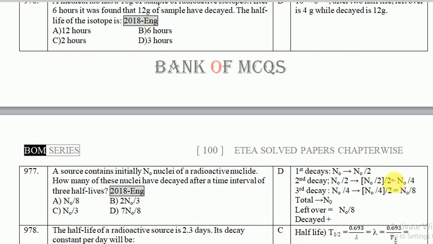So we know that after some time some of the substance decayed while some is left over. So in this case leftover plus decayed is equal to N naught. If the leftover is N naught by 8, it means 1 over 8 is being left over, while 7 by 8 N naught, or 7 N naught by 8, has decayed. So option D is correct.